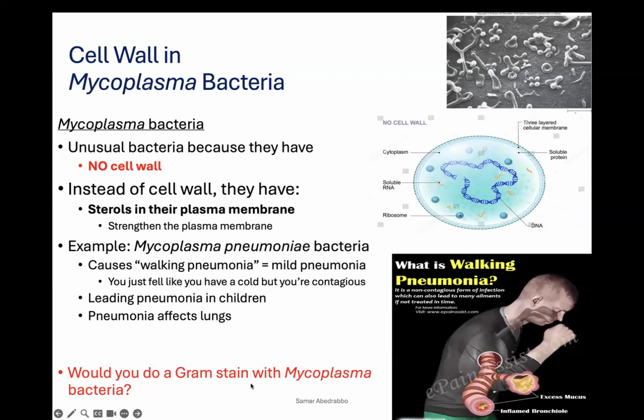So would you do a gram stain with Mycoplasma bacteria? No, because they don't have a cell wall, so it would be kind of pointless. So now we did gram-positive bacteria and gram-negative bacteria, both have a cell wall. Mycoplasma bacteria, no cell wall. And an example of Mycoplasma bacteria is Mycoplasma pneumoniae, which causes walking pneumonia, more commonly in young children.